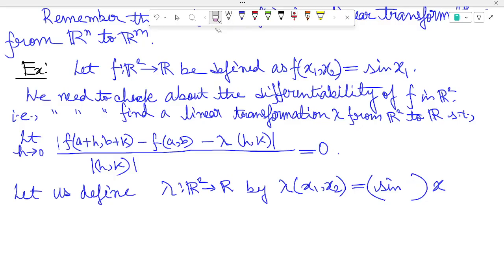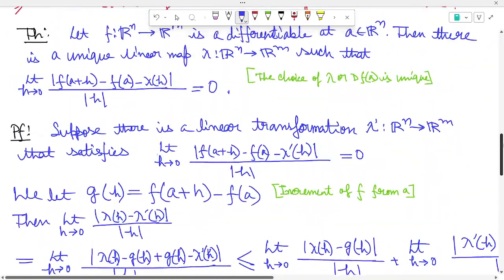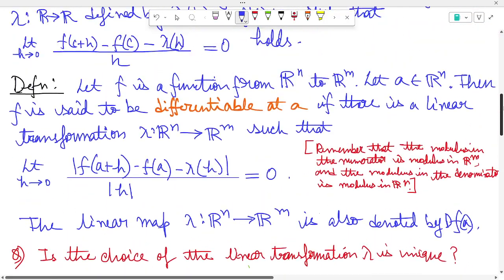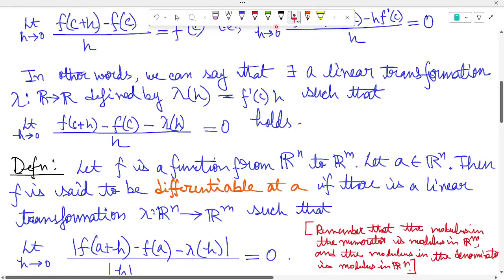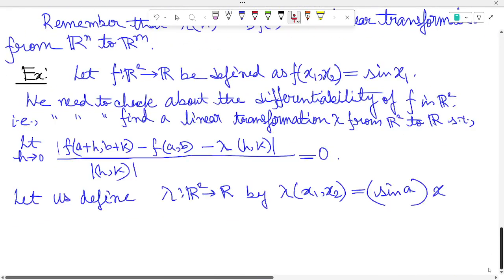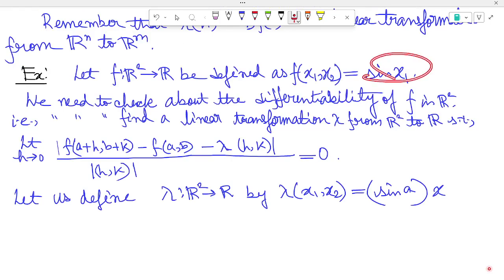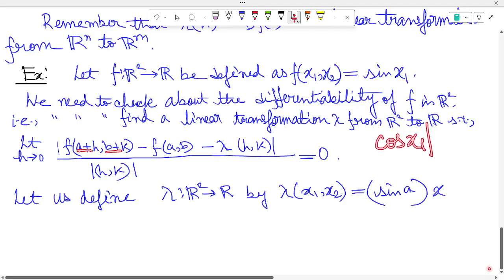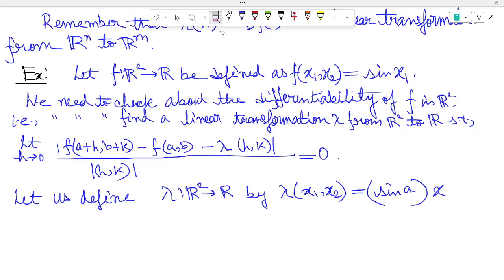Now it is a derivative, so the first component will be there, so it will be a. Why am I writing a here? Because observe that the definition of the linear transformation was f dash c into h. Here this is sine, so it is cos of x1. But I am evaluating it at a comma b. So what is cos of x1 evaluated at a? It is cos of a. Sorry, it will be cos here.